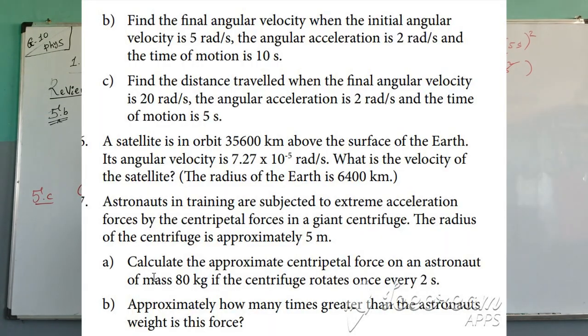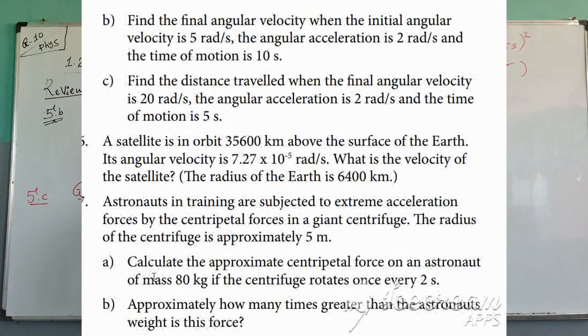Question number 6 says that a satellite is in orbit 35,600 kilometers above the Earth's surface, orbiting above the Earth's surface at this distance with an angular velocity of 7.27 times 10 raised to minus 5 radian per second. Find the velocity of the satellite.